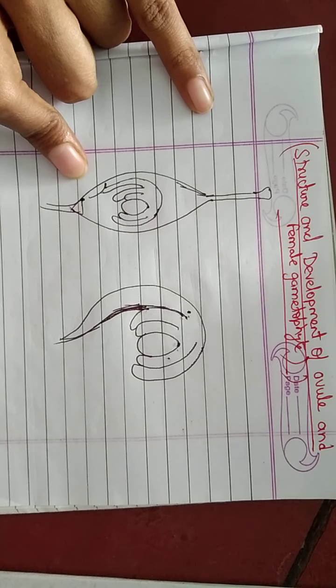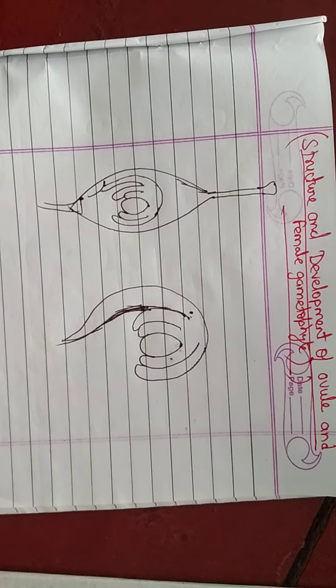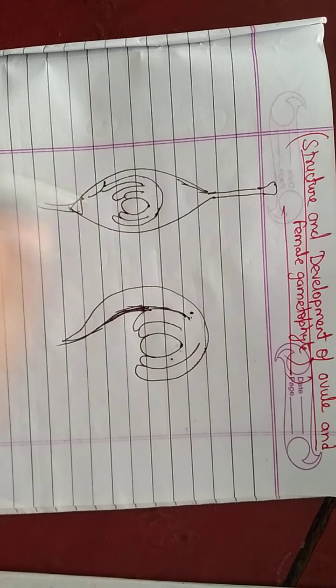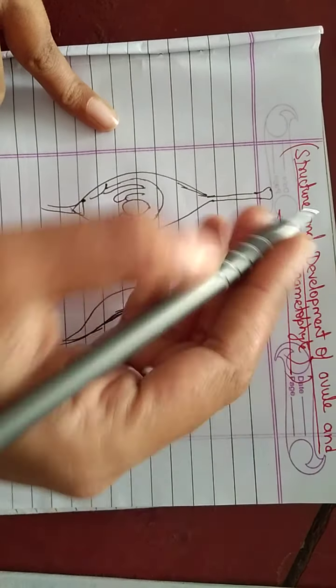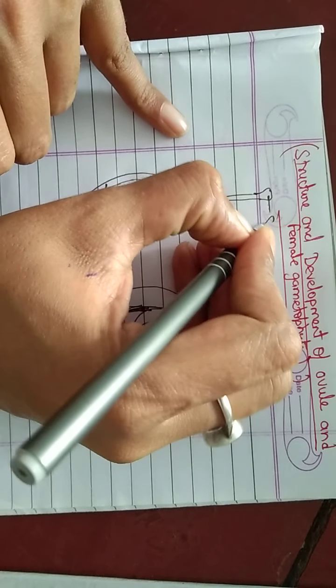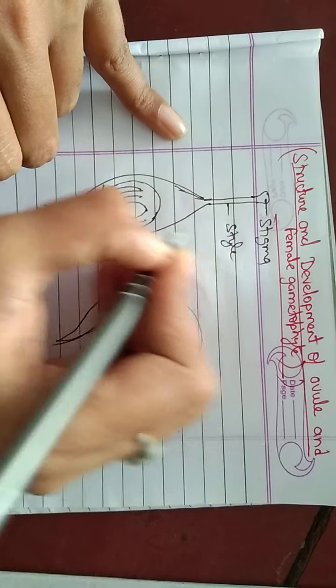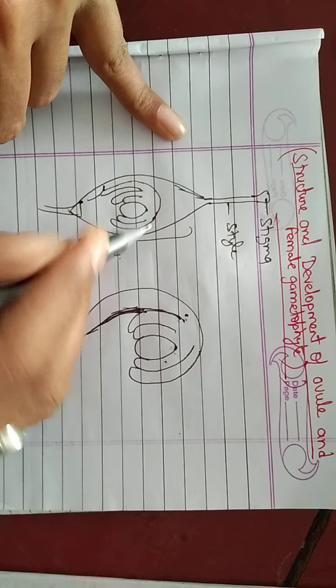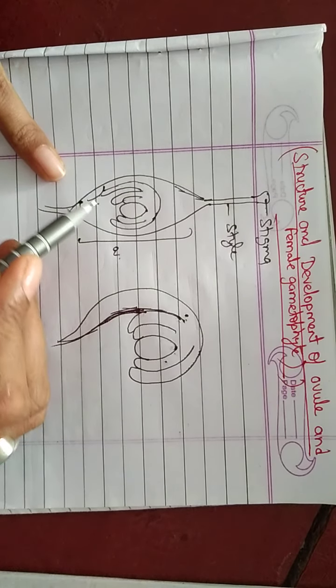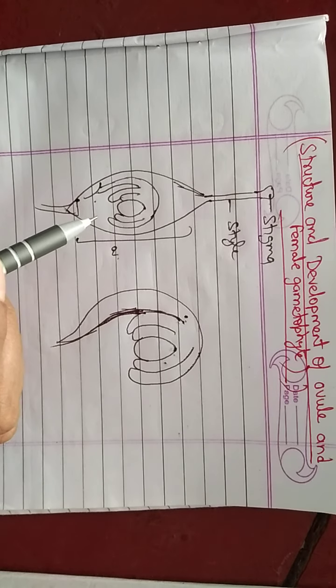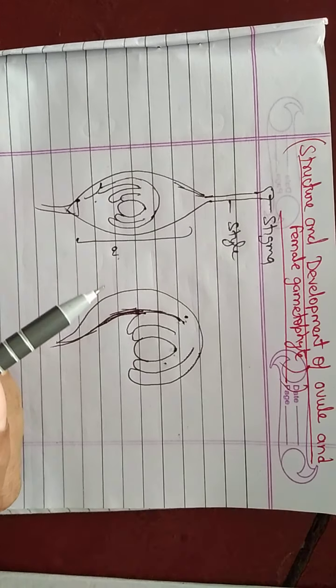Hello everyone, in this video we will discuss the structure and development of ovule and female gametophyte. If we see the structure of the female carpel, it has stigma, style, and this part is the ovary. Ovary has ovules, and they vary in number; it may be 1, 2 or many.